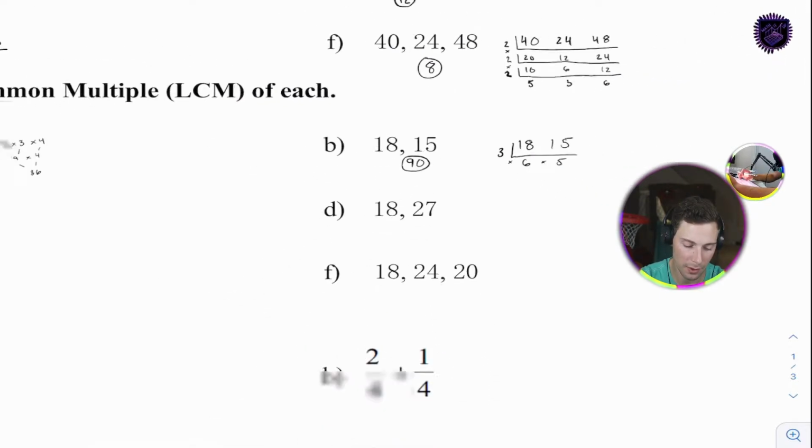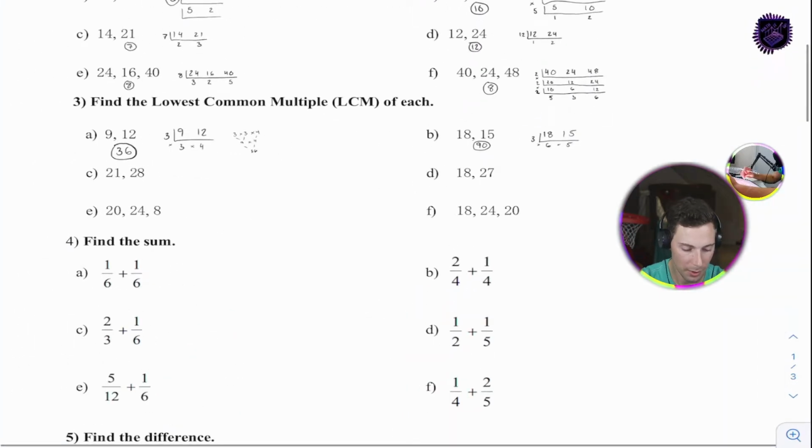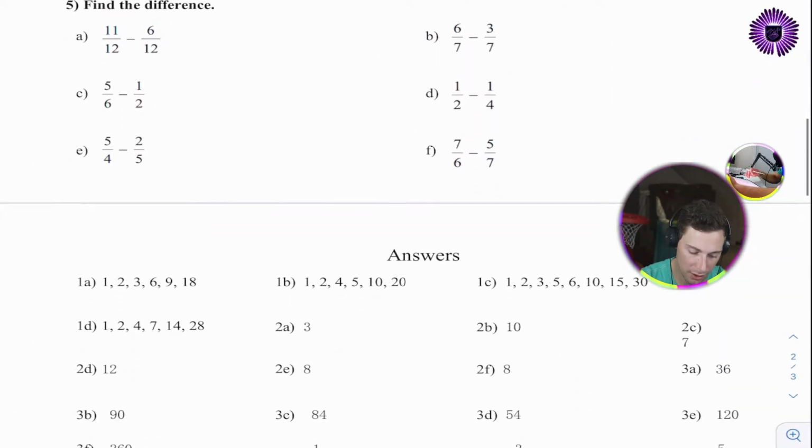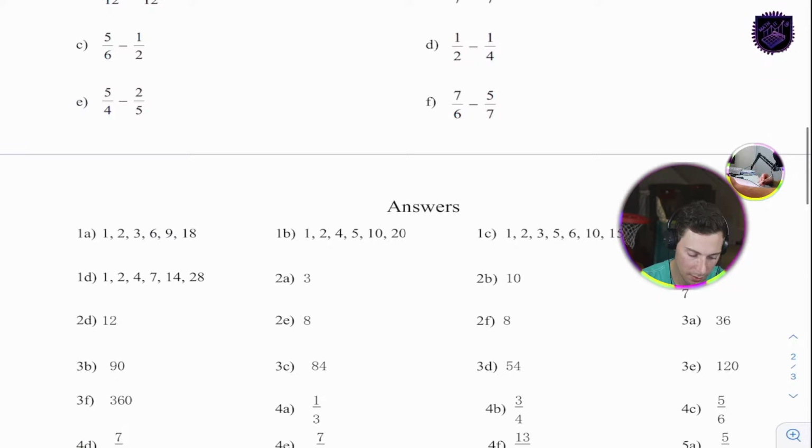18 and 15. Now, 3B. It's always nice when you check your answers. 3B right here. 90. If you can see it on my page.